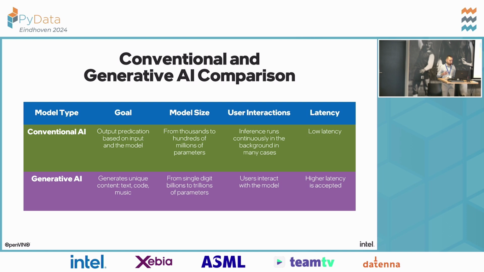But compared to generative AI, where we can generate unique content like text, music, image, video, and so on, the model size is quite big. It's billions to trillions of parameters, so it's a heavy model. At the same time, we interact with the model, so it's not running on our webcam stream or anything like that. We interact with it, prompt it, and so on. And at the same time, higher latency is accepted because it's okay to wait just 5 seconds for the output, right? Or even half a minute or something. It depends on the case, right? So these are the differences between conventional AI and generative AI. And I'm going to prove to you that you can run any of them on this single laptop in a while.